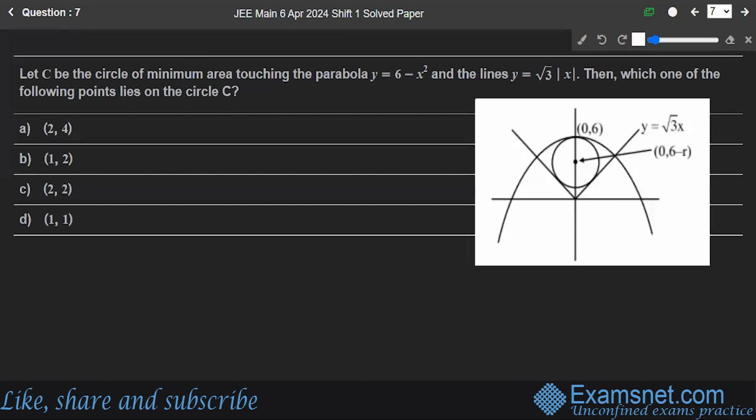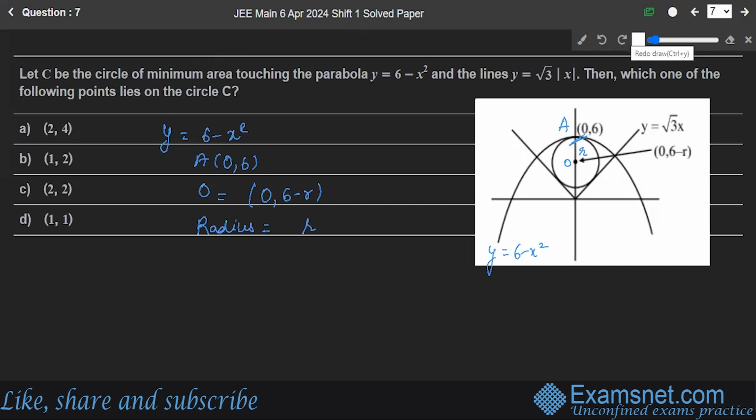So this is your parabola, given by y is equal to 6 minus x square. Any point on this, like this point, will be given by 0, 6, because when x is equal to 0, y will be 6. Let's say this is the point A. A is 0, 6, and this is the center of the circle O. If I take the radius of the circle as r, O will be given by 0, 6 minus r, and the radius we have supposed to be r.